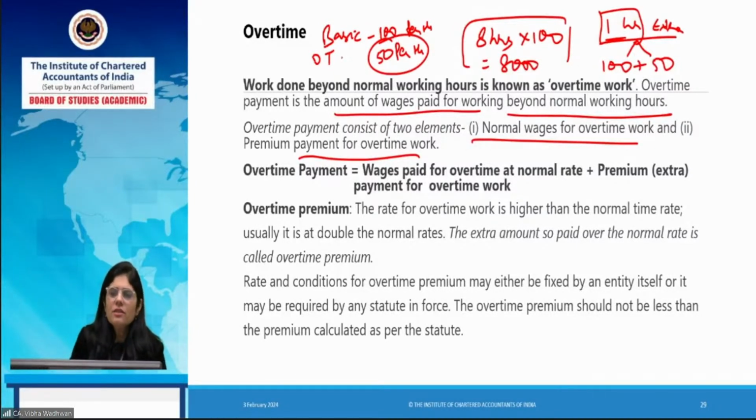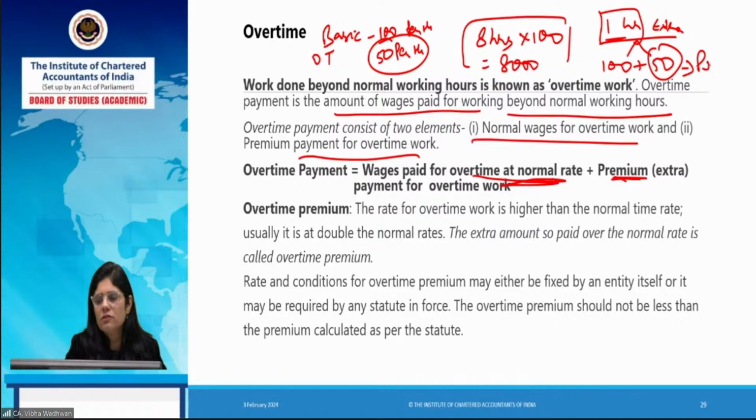Clear? So overtime always consists of two elements. For that extra hour, you will be paid at the basic rate plus the overtime rate, which will be slightly extra. So overtime payment is wages paid for overtime at the normal rate plus premium. So 50 is the premium and 100 is the basic. Clear?